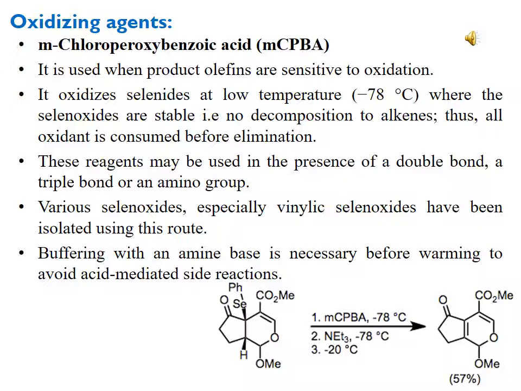Here you can see the reaction in which a selenide is converted into a cyclic alkene double bond, and here you can see the conditions for this reaction. The yield obtained is 57%.